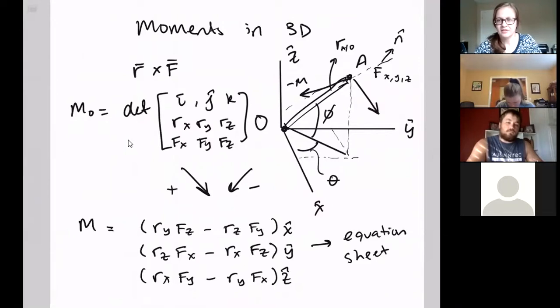This will tell you everything about the signs in this way, and that's why it's kind of nice. In a second, we're going to do moments about an axis, and following the signs is a little bit more conceptual, and it's not quite as nice. So just be happy that the signs are taken care of for you here.